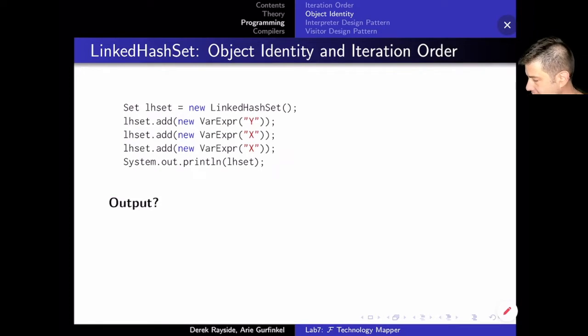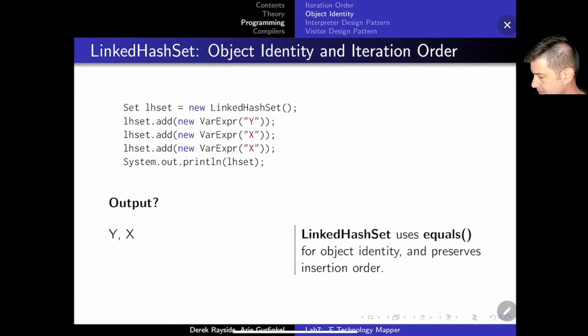So with a LinkedHashSet, the output will just be y x. It will only have 2 elements because this is a set, in the order in which they were inserted. And again, LinkedHashSet, because there's no identity in its name, means that it uses the normal equality equals method.